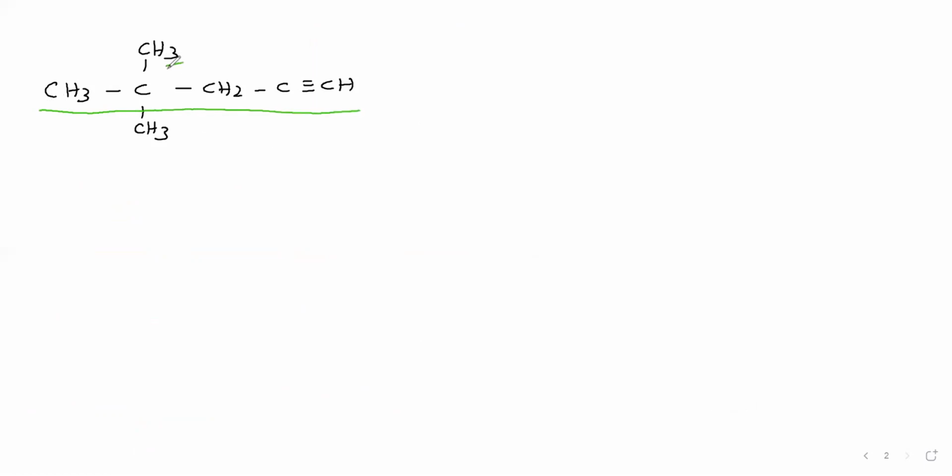Now this CH3 comes under branch. Therefore, we are having two branches, that means dimethyl. This is a methyl group branch, two methyl groups. Therefore, we can say dimethyl. Then the parent chain contains 5 carbon atoms. 5 carbon atoms means "pent", and a carbon-carbon triple bond we can say as "yne".